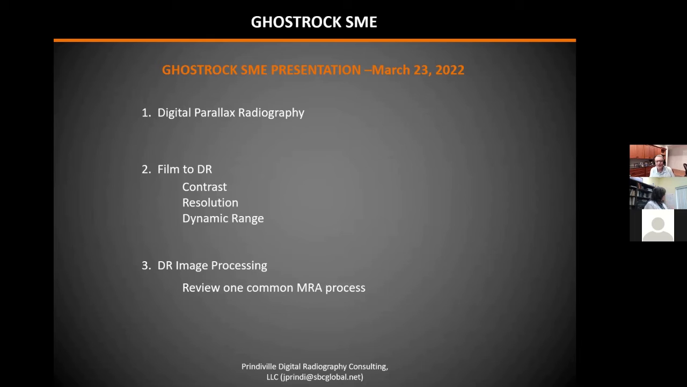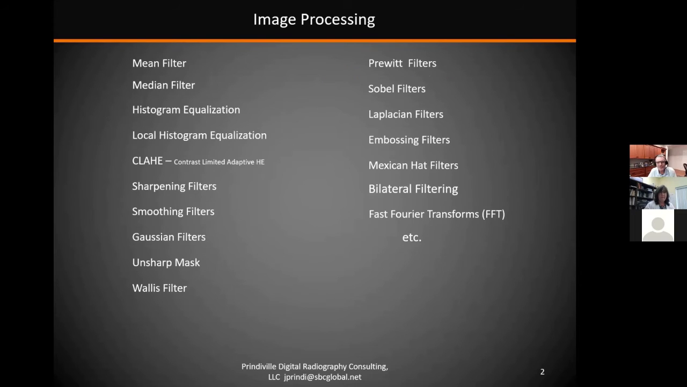So, here we go. Let's review. Here are some of the things you might hear for image processing options for digital radiography. This is just some of the common list that's up there. There's the mean filter, the median filter. Last month, we heard how they used the median filter in CT to reduce the noise. It certainly is a good one to use for that.